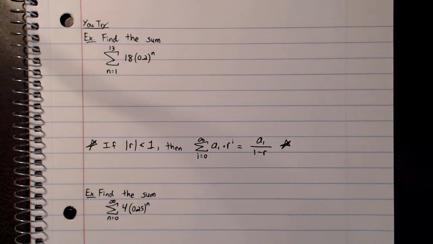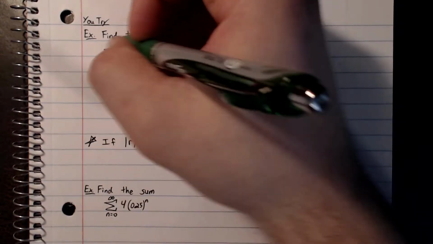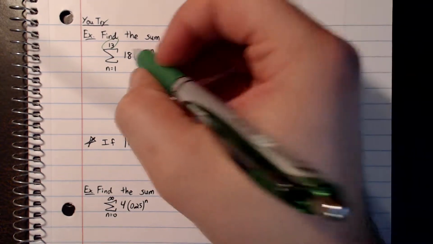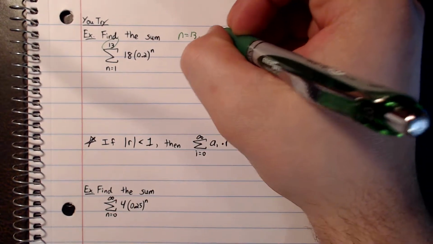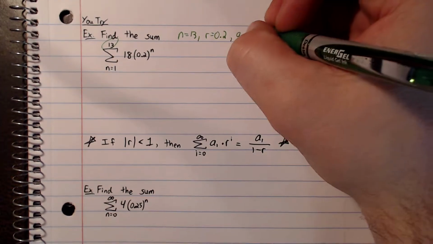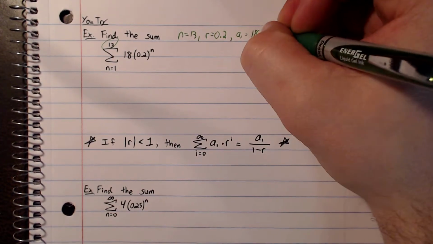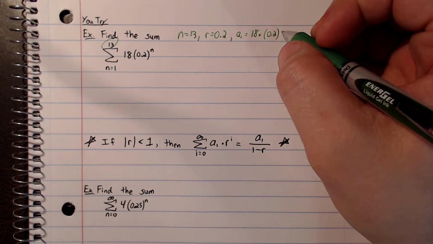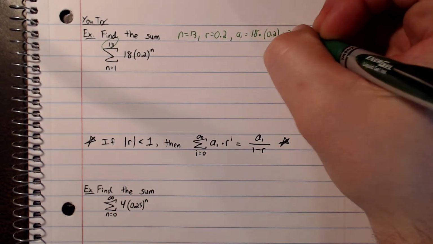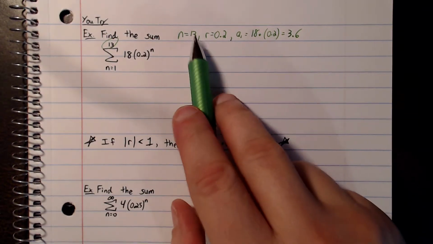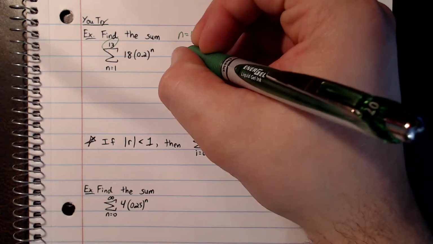Alright, let's check this out. We know our n, our number we're going to, is 13. The r they give us here is 0.2. And if we want to know our first term, we have to actually calculate that. 18 times 0.2 ends up being 3.6. So we have the three things that we need for that formula, right?